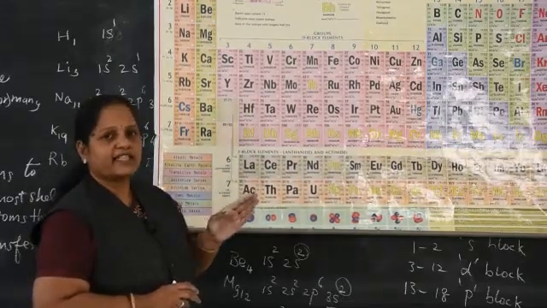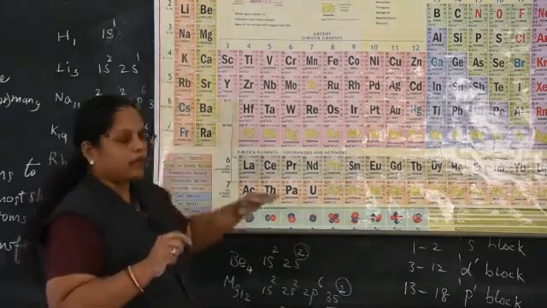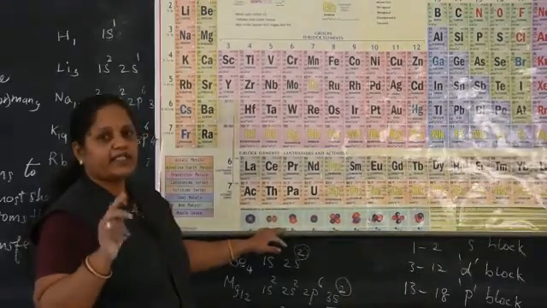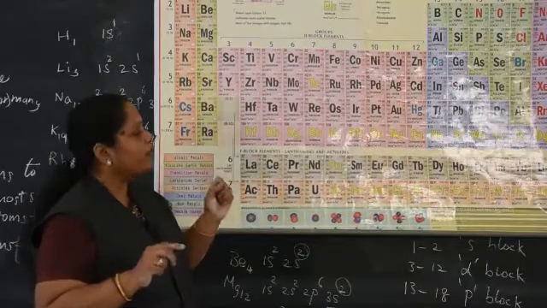Totally how many periods are there? 7 periods. When we move from top to bottom, those are called groups. Totally how many groups are there? 18 groups are there. Okay, in each period how many elements?